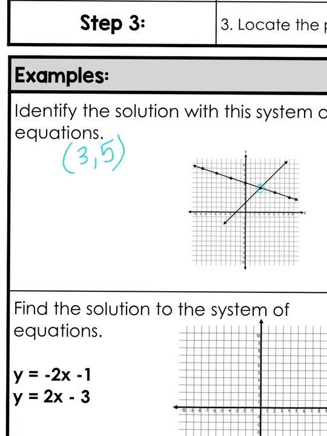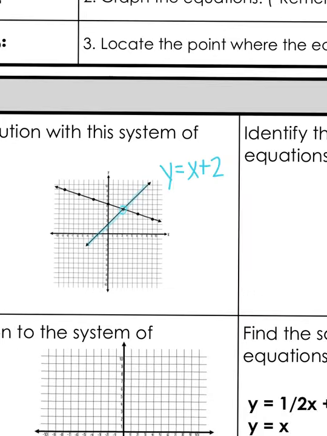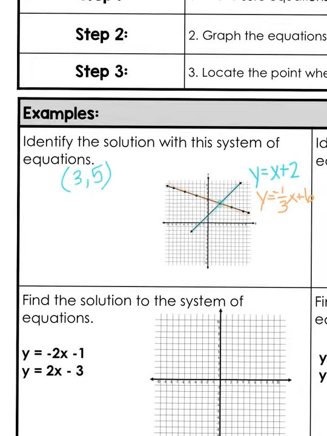And what I can do is write the equation of each of these lines and plug that in, and it will make a true statement. So the equation of this line right here is y equals x plus 2. And the equation of this line right here looks like my slope is negative 1/3. So it's y equals negative 1/3 x plus 6. So what I can do is plug these coordinates into those equations to see if they are true.